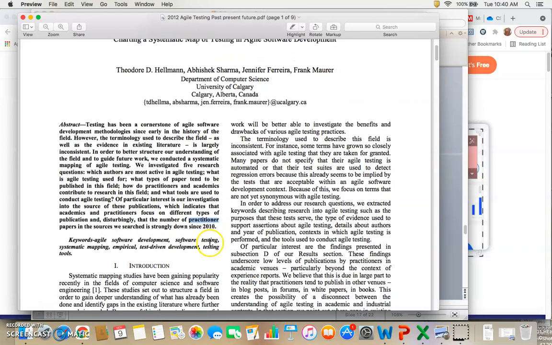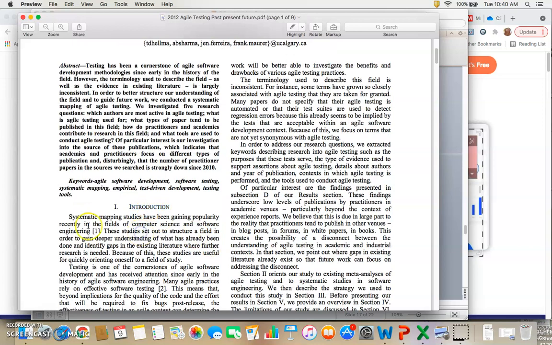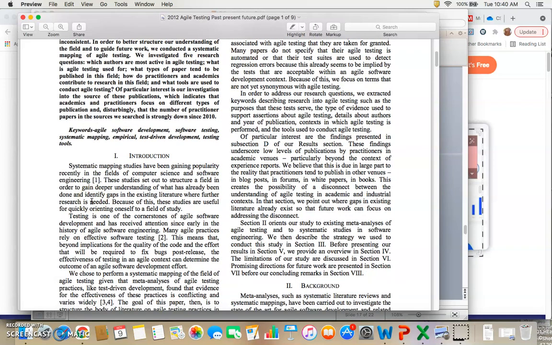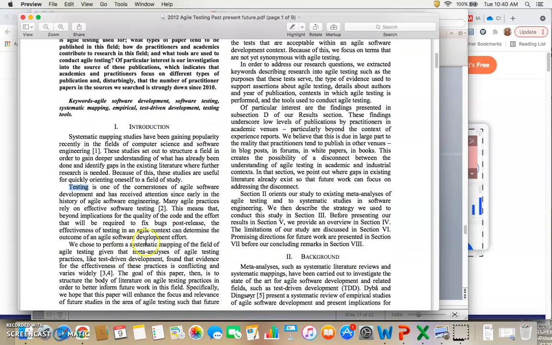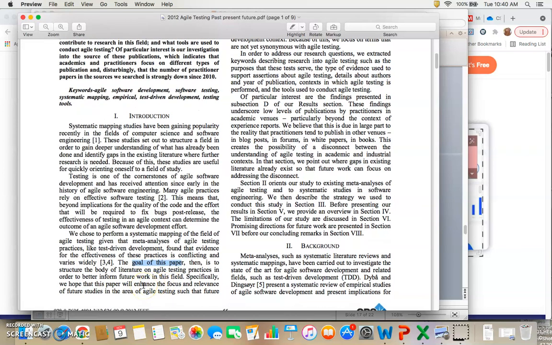Okay, and then in the introduction, this is where you provide the background. You provide the background, what is the study that you are doing, and it's about testing. And then you explain, we chose a mapping study, given that meta-analysis of agile testing found that evidence for the effectiveness of this practice is conflicting and varies widely. See, they provide the setting of the paper, and then the goal. They mention the goal of the paper: to structure the body of literature in agile testing practices in order to better inform future work in this field.